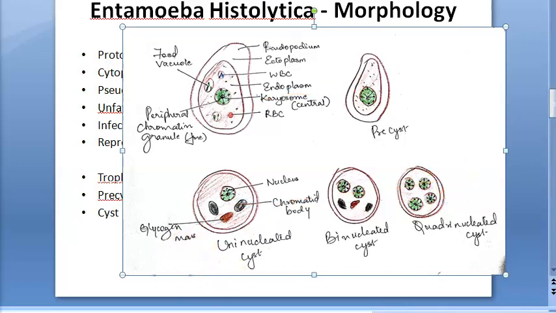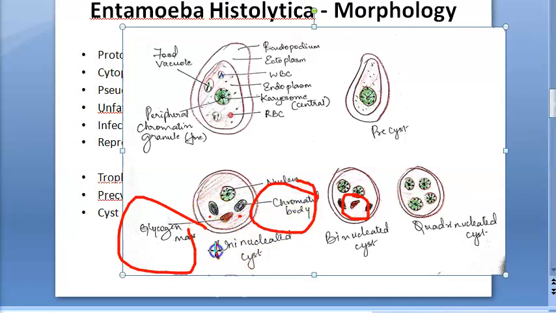So just look at this. These have something like a glycogen mass. See, you can see this glycogen mass. They contain a glycogen vacuole and two chromatid bodies. See, chromatid bars it has. So they are talking about this. It has chromatid bars. So this is about the cyst, how the cyst is forming.